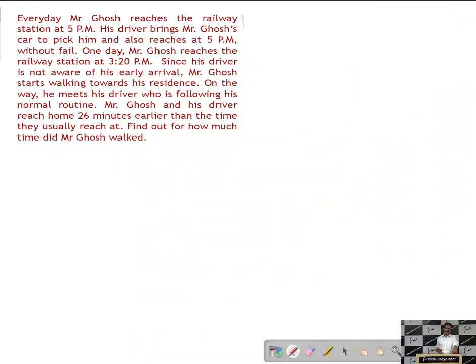Now again, same funda, students. Again, the time, speed and distance relation. The same relation you can apply here without writing any equation. What is the funda, students? Mr. Ghosh, residence, railway station. It is given in the question.